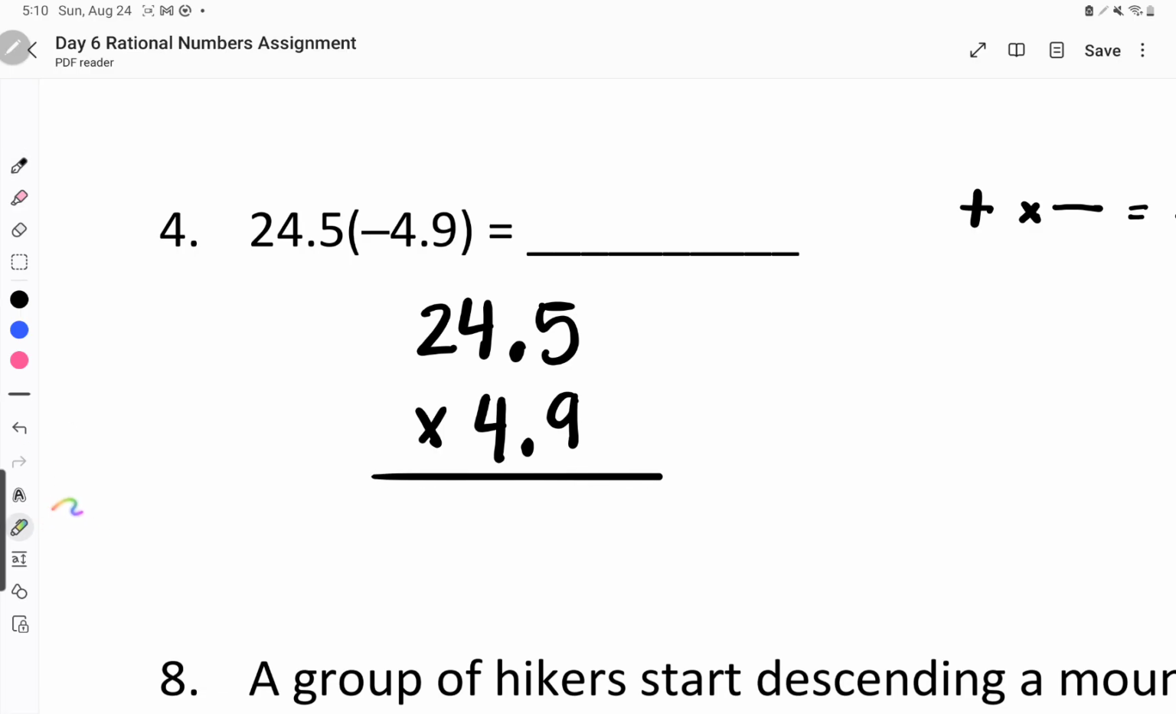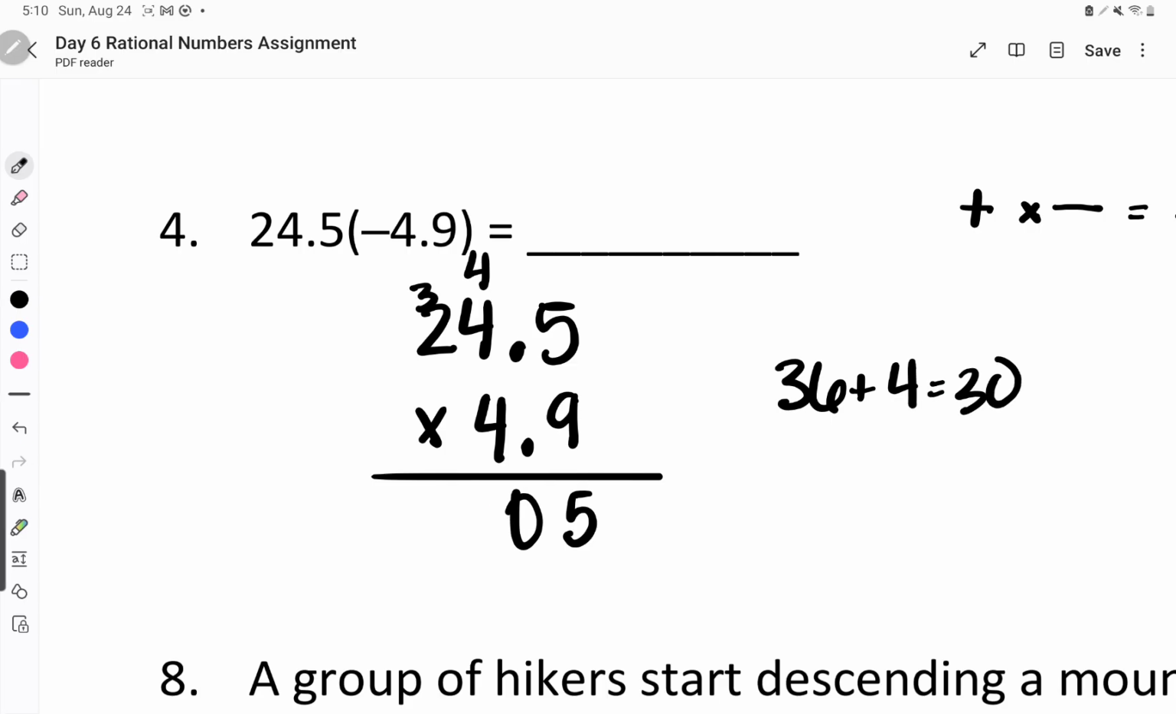When we multiply, I start with 5 times 9. 5 times 9 gives me 45, so I write down a 5, and I carry my 4. Then I have 4 times 9. 4 times 9 gives me 36, plus my 4 right here gives me 40. So I write down a 0, and I carry my 4. Then I have 2 times 9. 2 times 9 is 18, plus this 4 right here, which gives me 22.